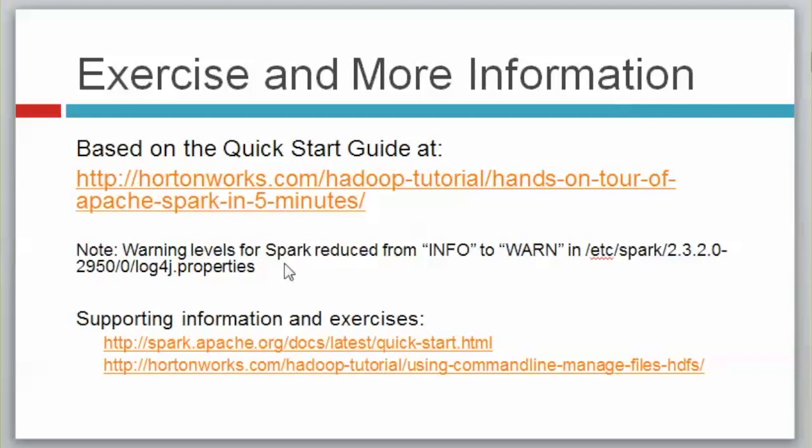One note is that the warning levels for Spark were reduced from info to warn to reduce the number of messages coming across the screen for these sample exercises. In fact, the log4j properties for Spark are listed here in their default install location, and the log4j properties for each of the systems in this package, this high-performance computing package, can be found by doing a simple search on log4j.properties and changing the levels of warning to whatever you need.